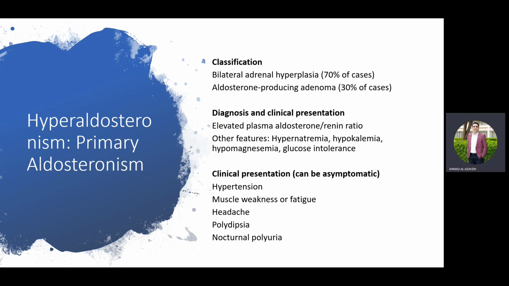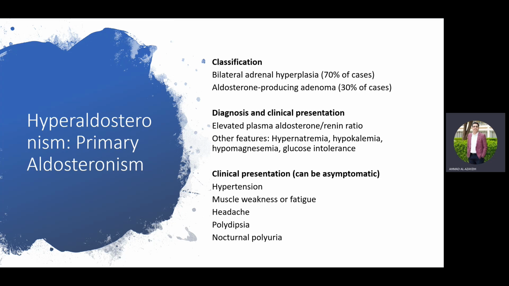Last topic, we will cover whether we have primary aldosteronism, of course, or what we call Addison disease. I need to talk about two diseases, either adrenal insufficiency or hyperaldosteronism. Hyperaldosteronism: bilateral adrenal hyperplasia, aldosterone producing adenoma. So, simply speaking, you have a high aldosterone level in your blood.